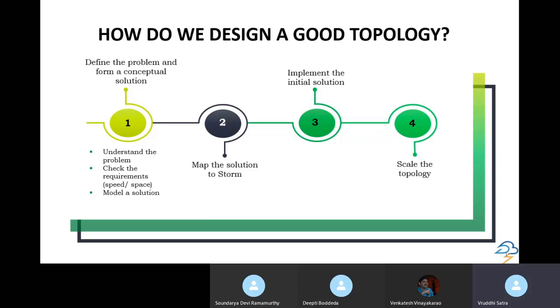The third step is implementing the initial solution. This is where the coding part begins. We write code for distinct components and then wire it all together. The last step is to check whether our topology is scalable or not, and if not, adjust it accordingly to make it scalable. So let's take a real life example and try to break it down using these outline steps.